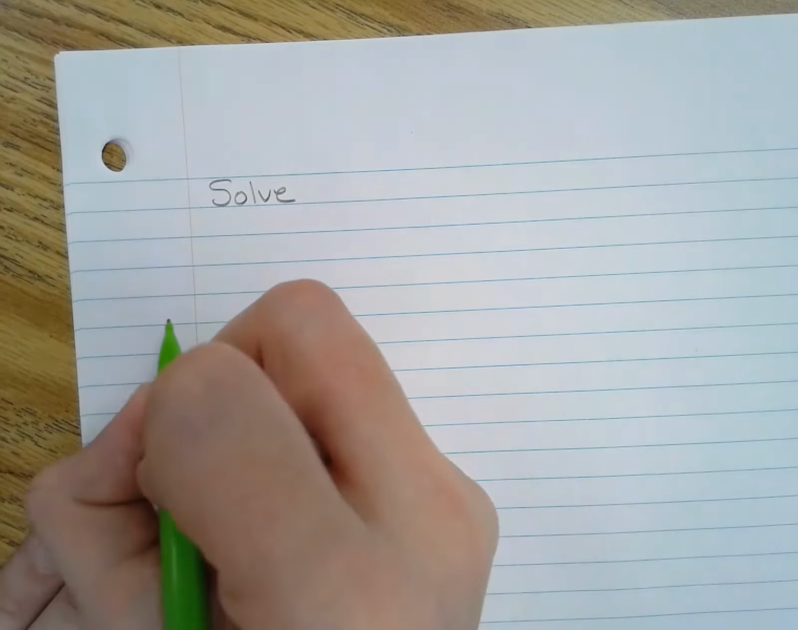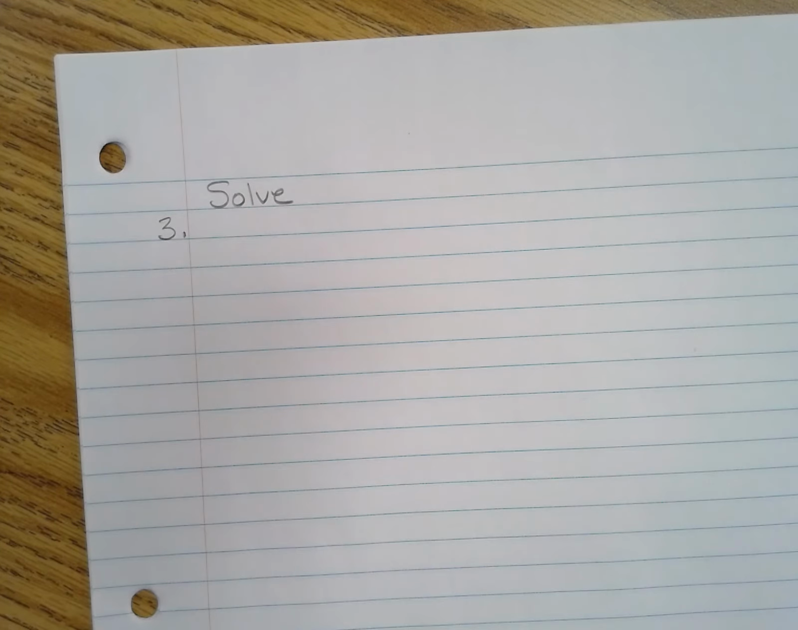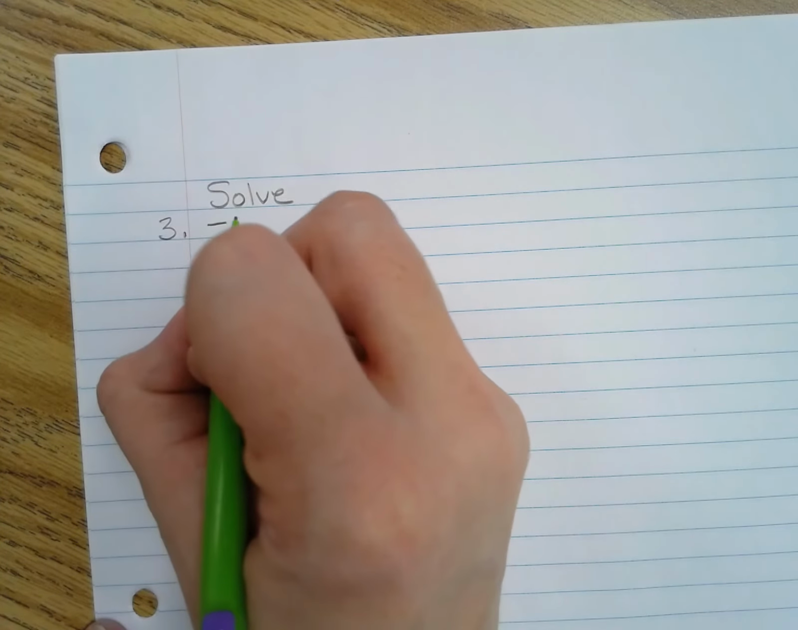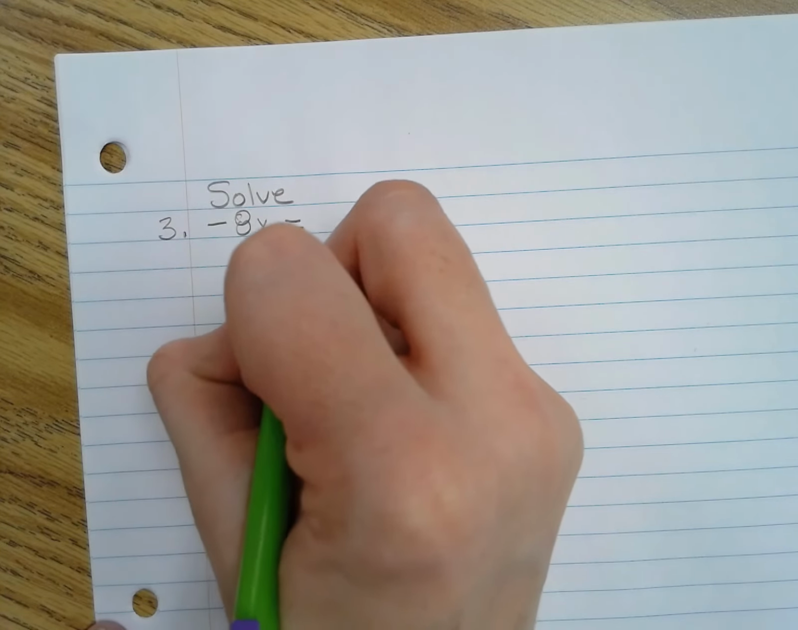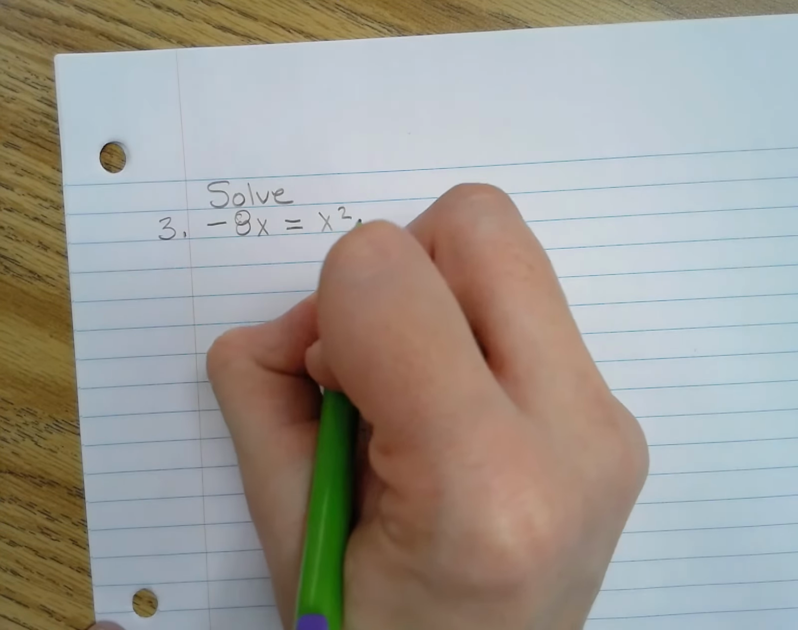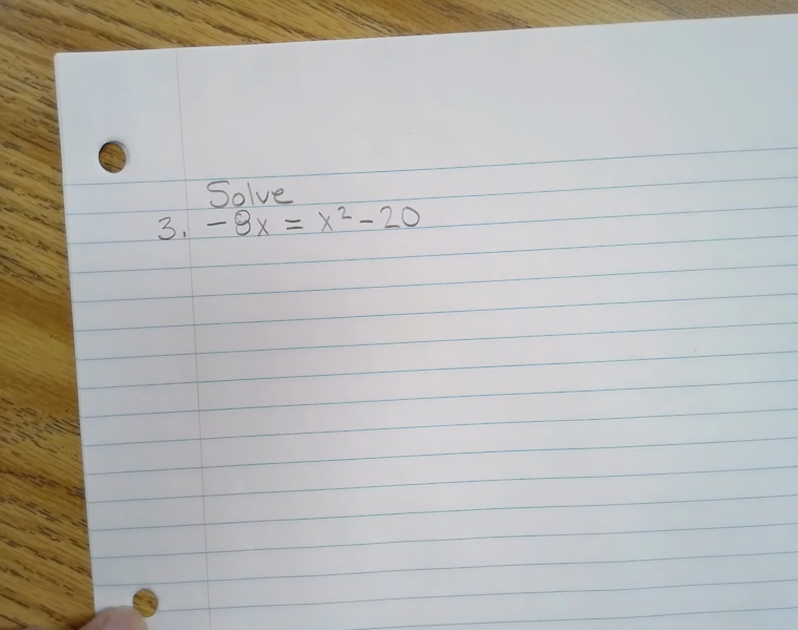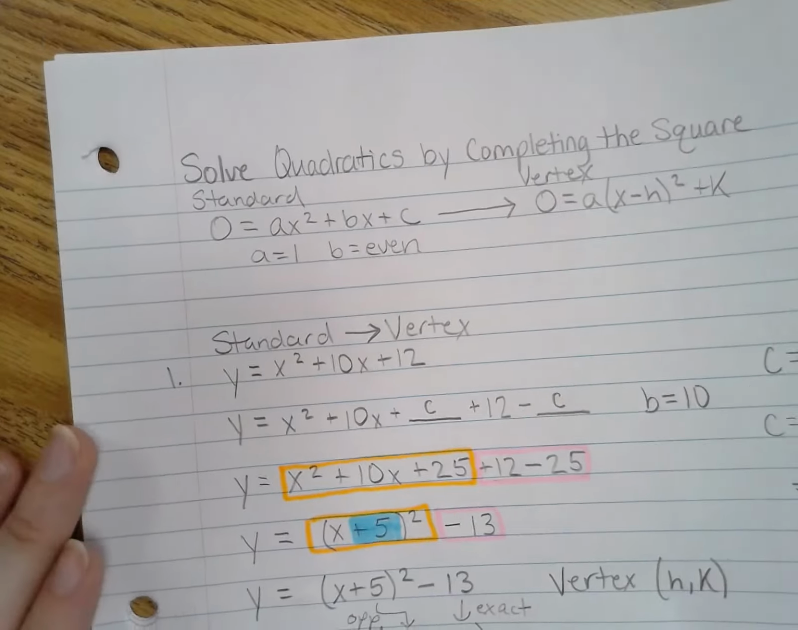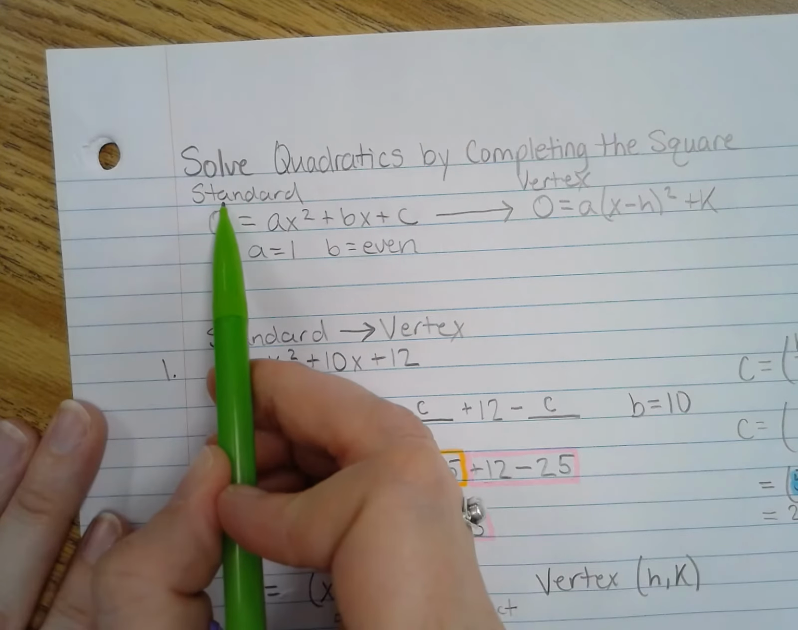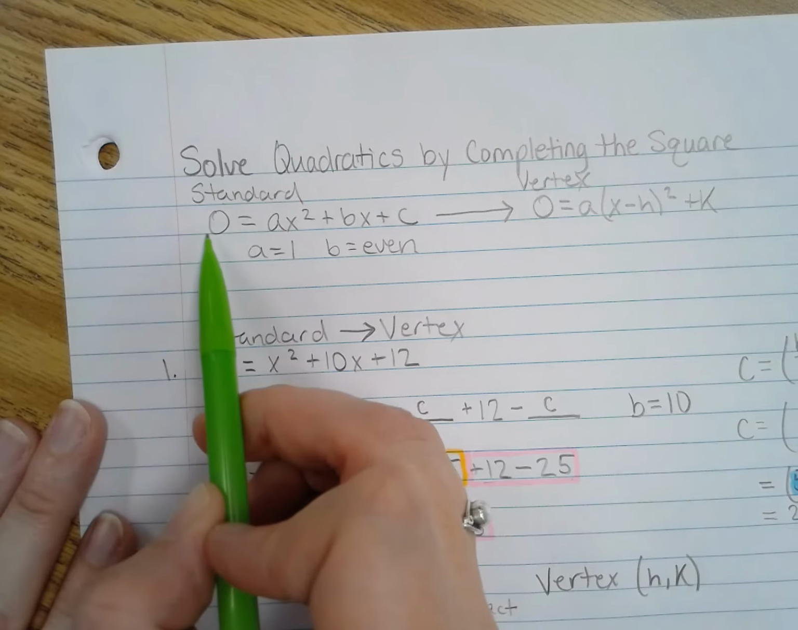So now let's actually solve. What we have been looking at so far have just been functions if you wanted to graph. So now we're going to see an equation to actually solve and get a solution. So we have negative 8x equals x squared minus 20. So recall from the very beginning that in order to solve with this method, it needs to be in standard form. And it does need to be set equal to 0.